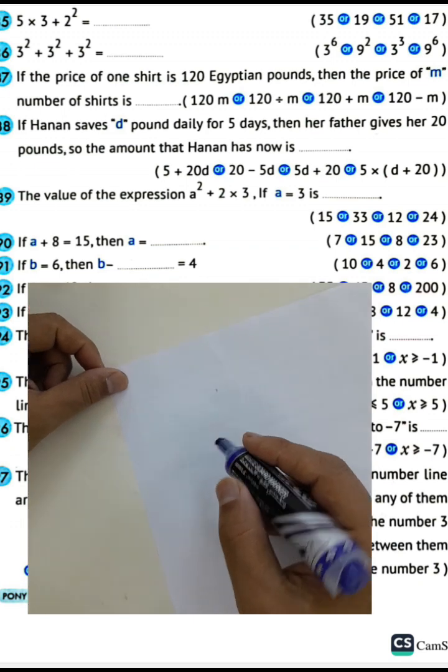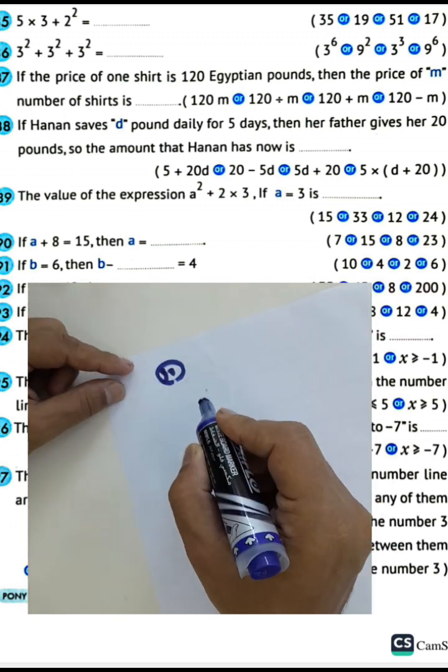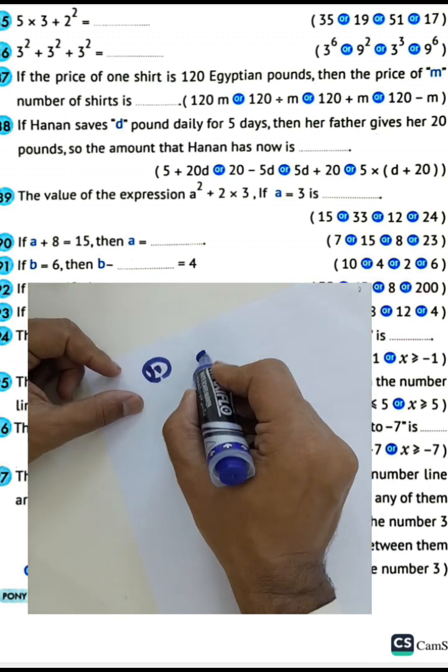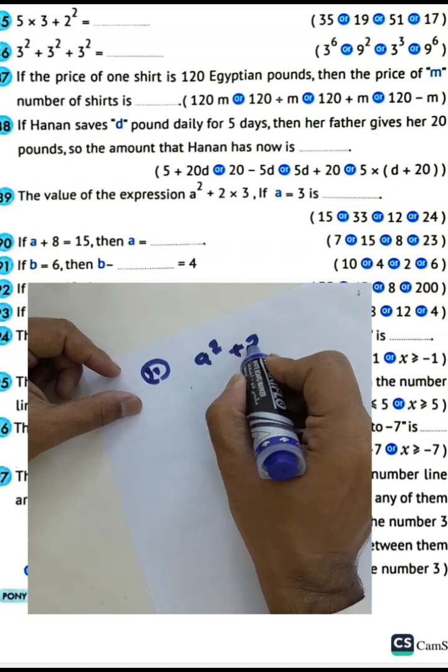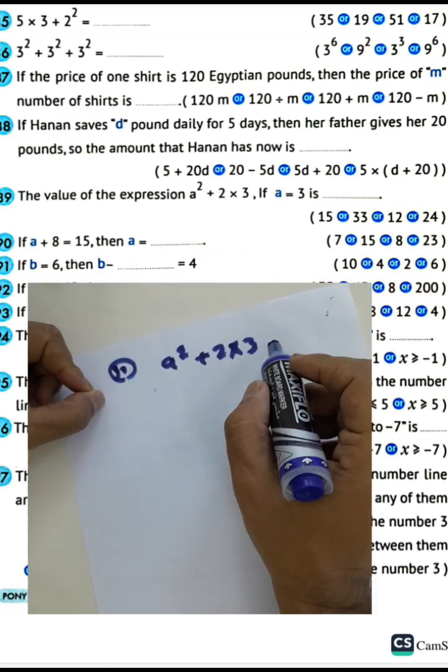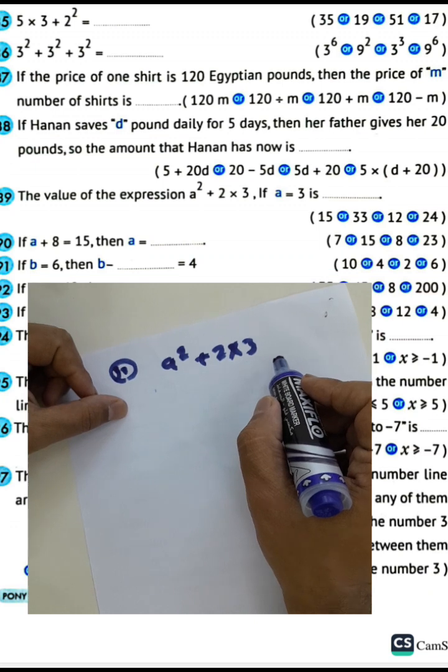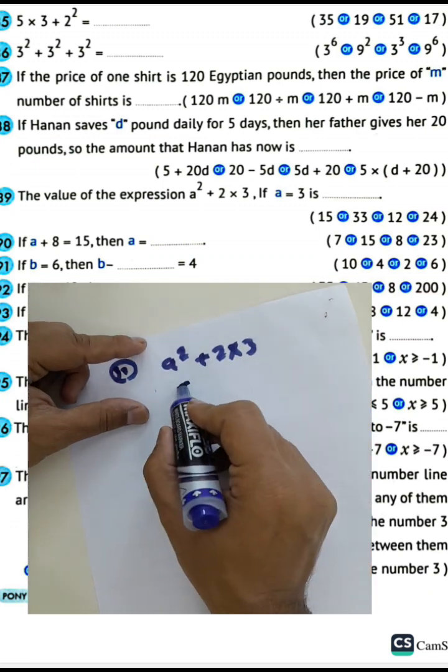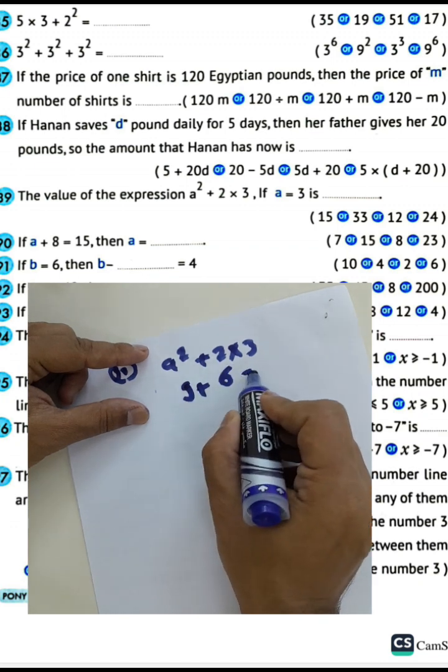Question 90. The value of the expression a power 2 plus 2 times 3 if a equals 3. Okay, I solve this example. 3 squared is 9 and 2 times 3 is 6. The result will be 15.